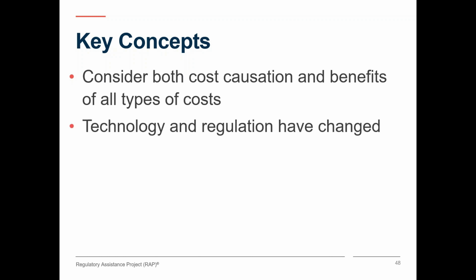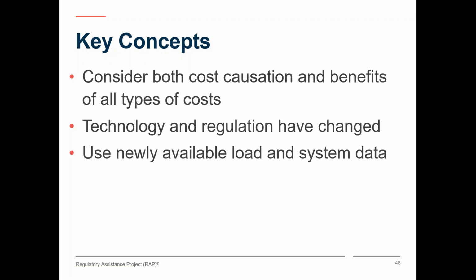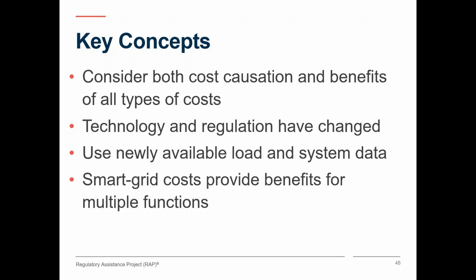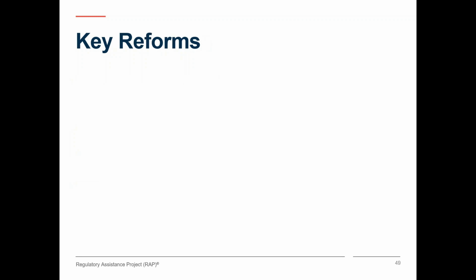Second, be aware of and incorporate both current and projected technology and regulatory changes. Use the data that's available from smart meters, even if you have to borrow data from a neighbor utility, and regulators need to make it easy to do that. Finally, recognize that smart grid investments on the distribution system often provide upstream benefits for generation and transmission. And we've just been talking about that with respect to storage.